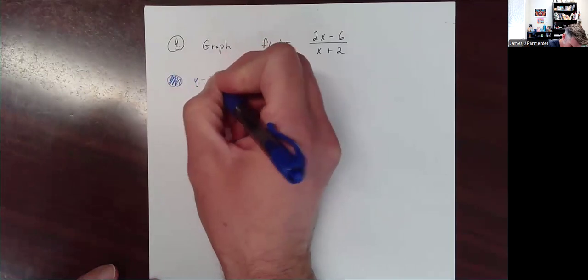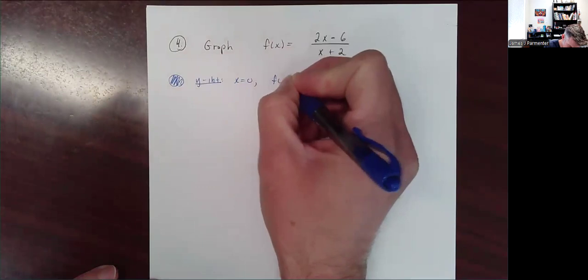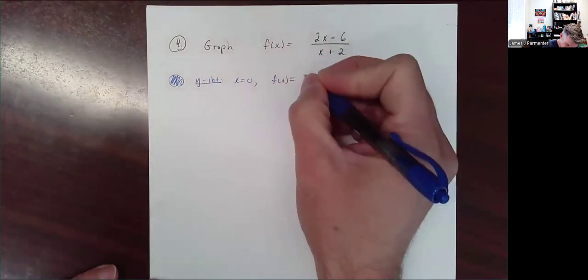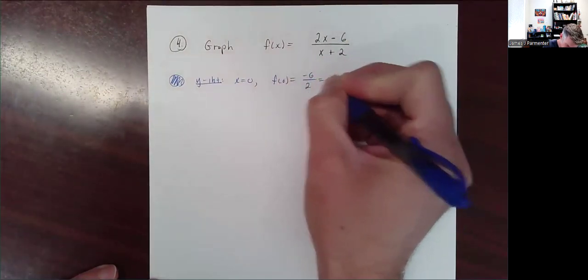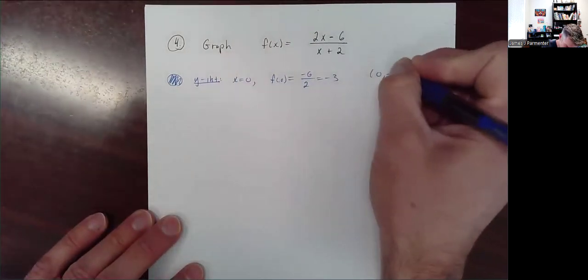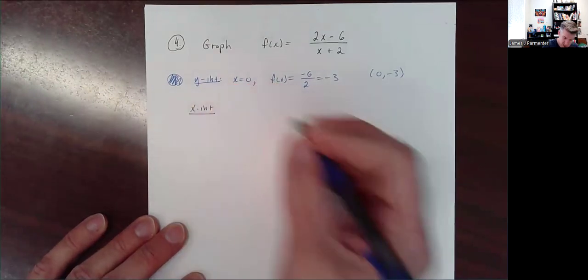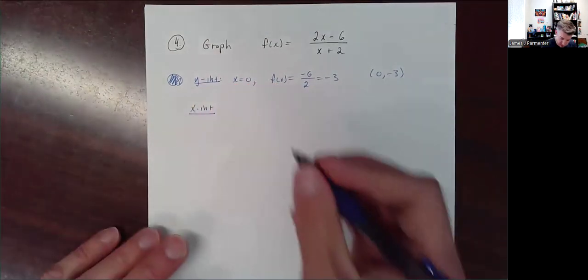So y-intercept, x equals 0. f of 0 is going to be (0 minus 6) over (0 plus 2), which is -3. Great. So my y-intercept is (0, -3). X-intercepts. So again, you can set the whole thing equal to 0.